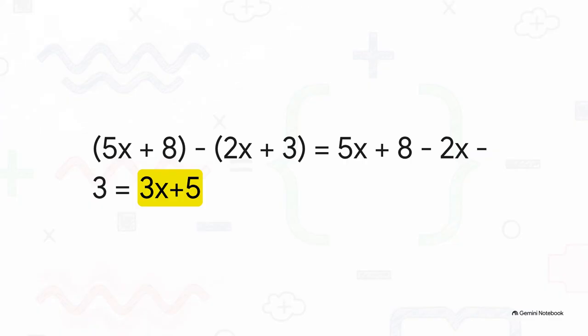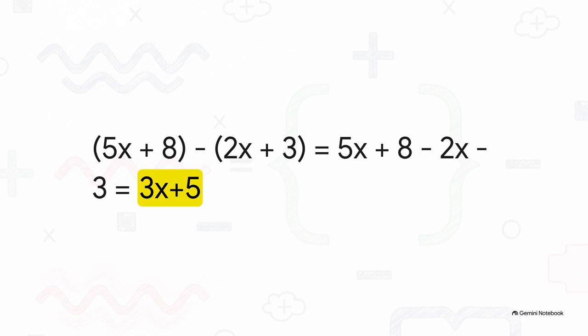Let's walk through it together. We have 5x plus 8 minus the entire polynomial 2x plus 3. We apply the sign change challenge to that second group. The positive 2x becomes a minus 2x. The positive 3 becomes a minus 3. Now, we just group and combine.